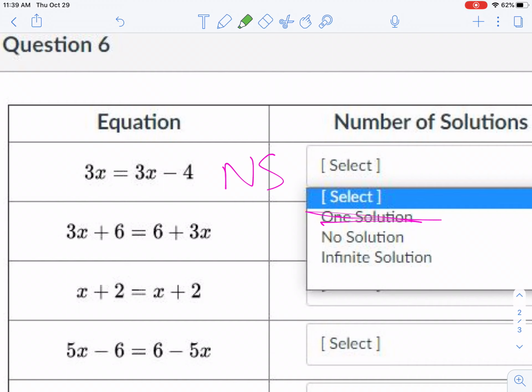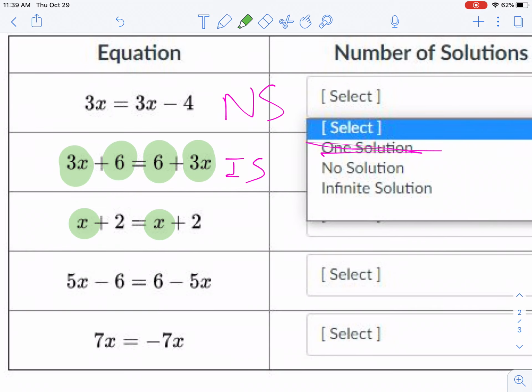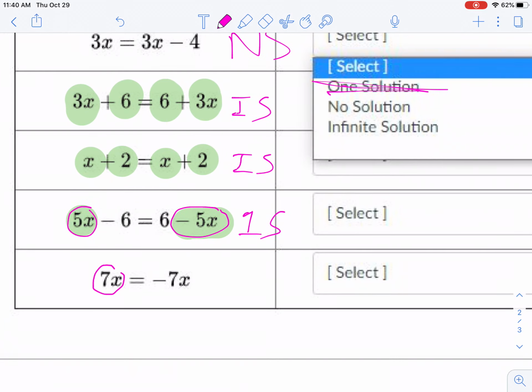So then we look at this one, 3x and 3x, they're the same. The regular numbers are the same, so this is infinite solutions. Same thing for the next one. We'll notice that x and x are the same, plus 2 are the same. This is infinite solutions. We'll notice that 5x, and then we'll see negative 5x. This is a really tricky one right here. 5x and negative 5x are different, so this is one solution. And then the same thing's true here. 7x and negative 7x is different, so it's one solution.